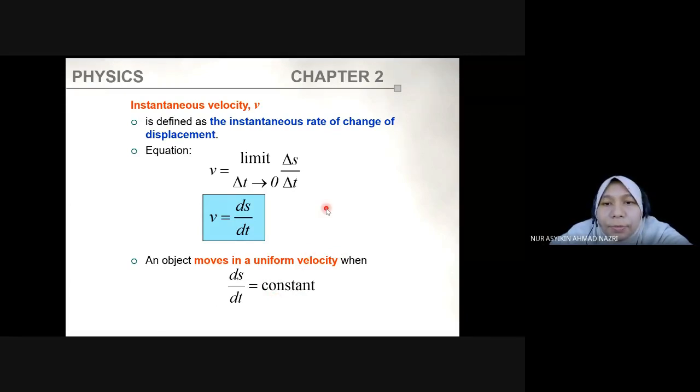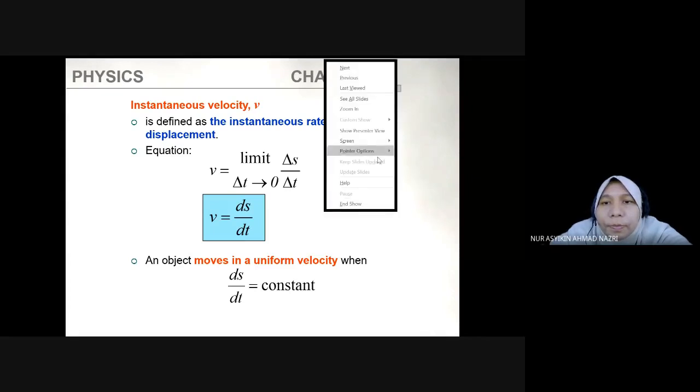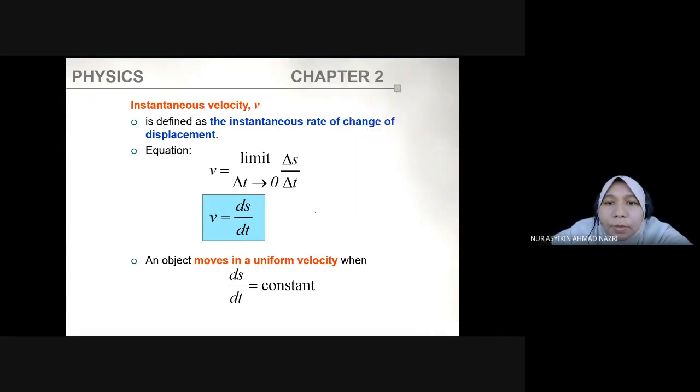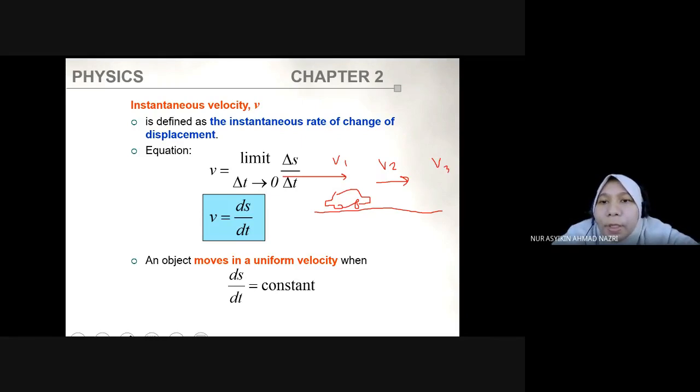Maksudnya constant tu means that, let's say this is the distance. So nak letak apa kah? Kah lah yang paling senang. Lukislah kah. Tayar pun tak betul lah. Okay, so car dia moving. So this is the velocity. Let's say at this point dia ada V1, at this point dia V2, at this point dia V3. Okay, but this one is your instantaneous.